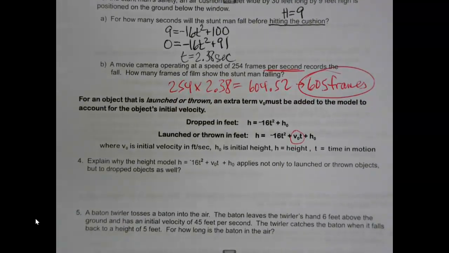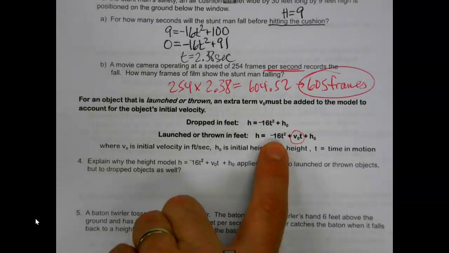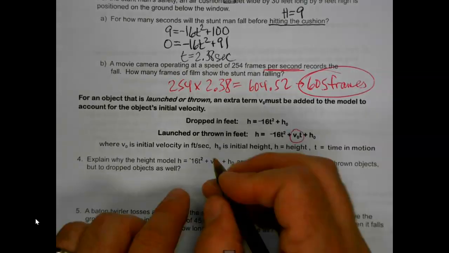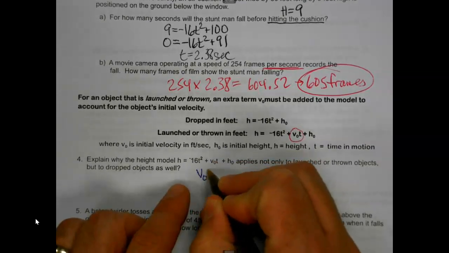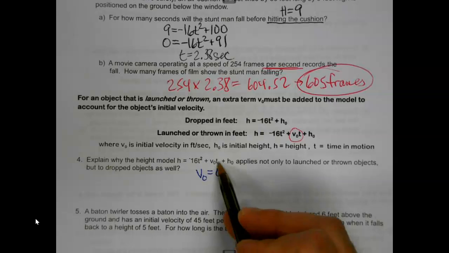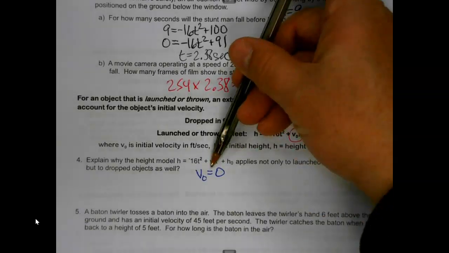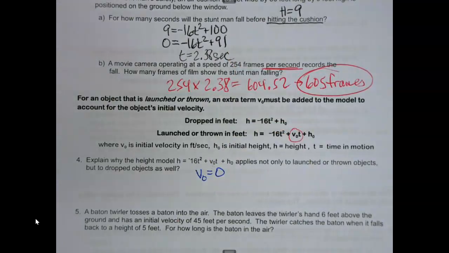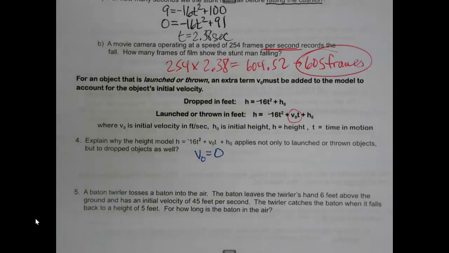So if you wanted to one-stop shop, you could use this formula for both dropped and launched. Because if you dropped it, if V sub O was 0, the V sub O t term would just go away, and you're back to the same thing. So just something to consider if you want fewer things to have to think about.